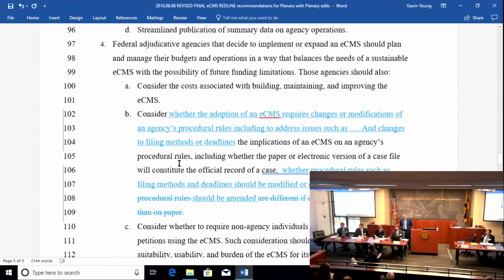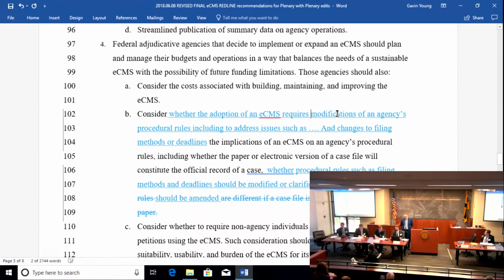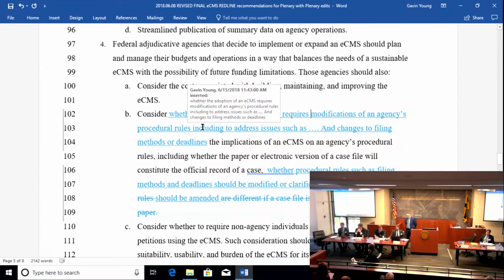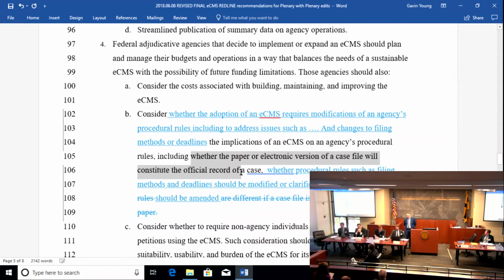Changes or modifications might be redundant. Let's just take out changes or just say modifications. Consider whether the adoption of an ECMS requires modifications of an agency's procedural rules. What about the clause including to address such issues as? Does that need to be included? And if it does, then we need to fill in the blanks. The blank is on 105. Pardon? The blank goes to 105, right? Yeah. Including issues such as. You're right, I'm sorry, you're right, Allison.